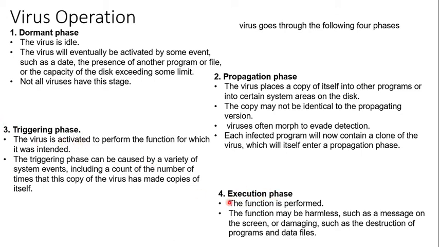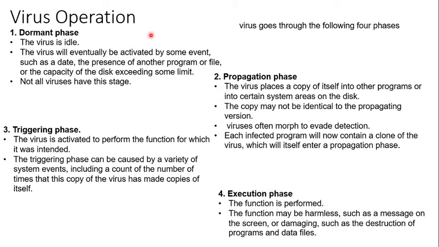And finally we have the execution phase. This is where the actual destruction by the computer virus happens. The function is actually performed. That function can be replication, or it can be damaging. It may corrupt the files, delete the files, or change the content of the files. In that way, the destruction may happen to the computer files wherever they are available.